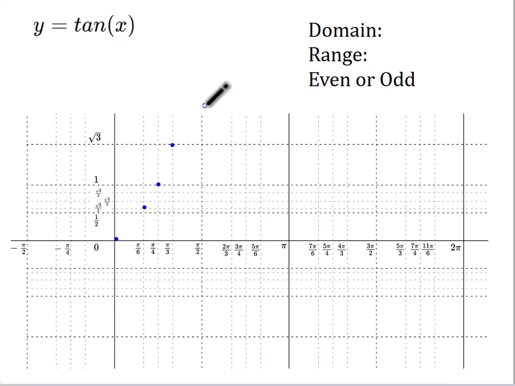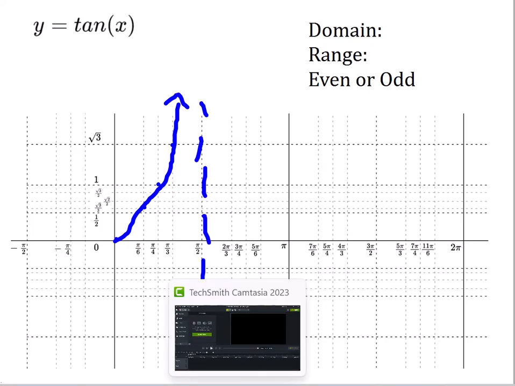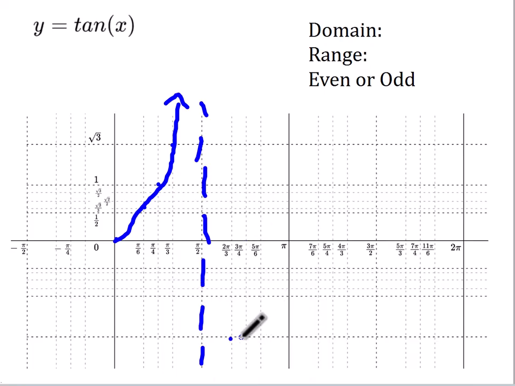And then at pi over 2, we're undefined, which means we have an asymptote here, and the graph is undefined at this location. So we are not going to hit this line. What we're doing is connecting all of these points, and we're going off to positive infinity. And then, when we keep going, we start at negative square root of 3, then we go to negative 1, negative square root of 3 over 3, and then back to 0.